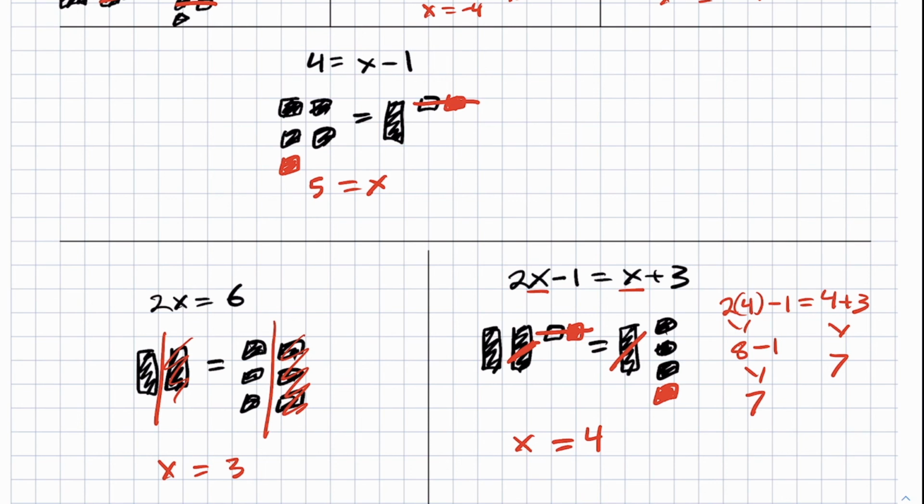So again, for all of these, all you're going to want to do is draw the model, do the math by adding or subtracting algebra tiles to cancel things out and isolate the variable, and then you've got your answer. Good luck.